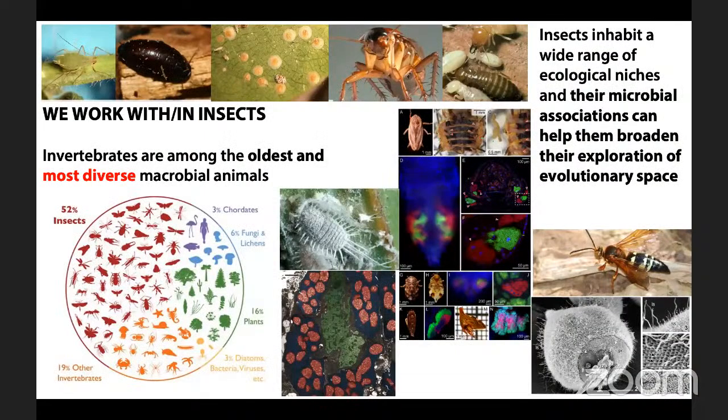We work primarily with and in insects, because insects are really fascinating: they populate land masses as well as many of the waters. A part of what has allowed them to be so successful in populating all these very different environments, we think, is their associations with microbes. In many ways, microbes enable insects and invertebrates to explore evolutionary space at a much faster rate than having to evolve some of these functions de novo.